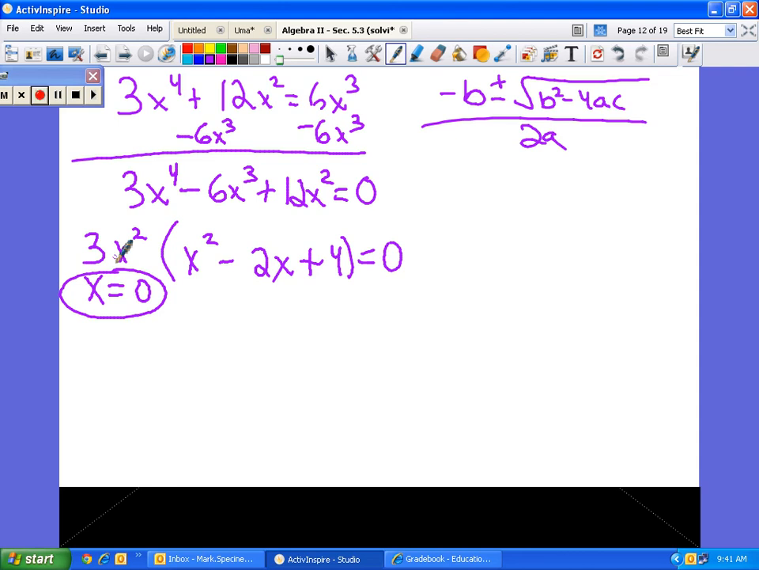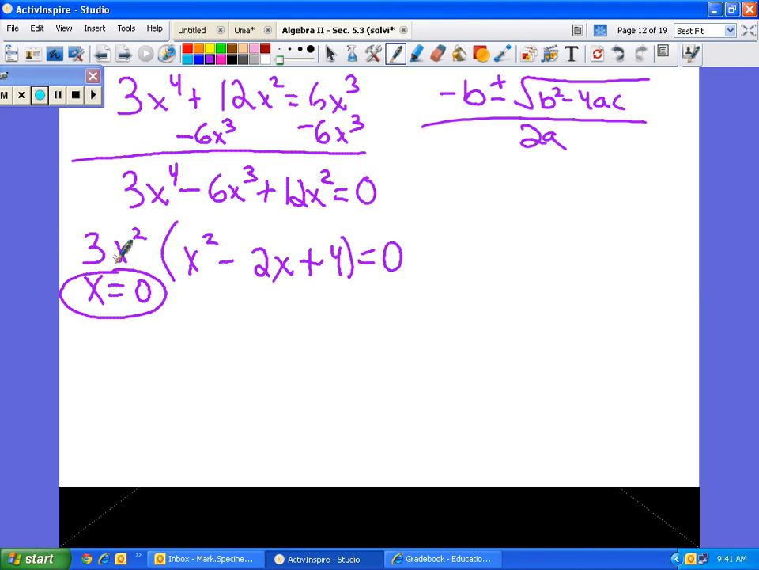So, take a peek. My A value is 1. I should be able to do the factors of C that add up to B. What's the problem? There aren't any. Doesn't work. There are no factors of 4 that add up to -2. What are the factors of 4? 1 and 4, 2 and 2. Can't make them add up to -2.